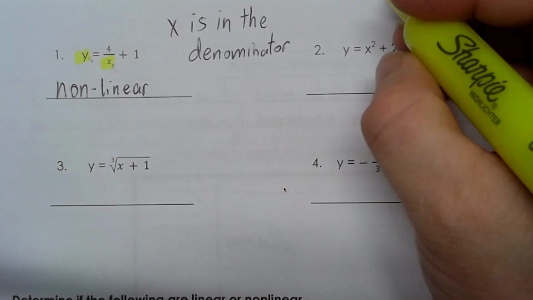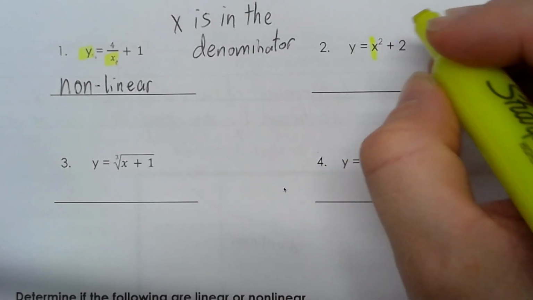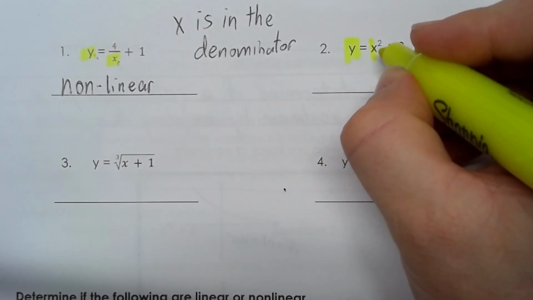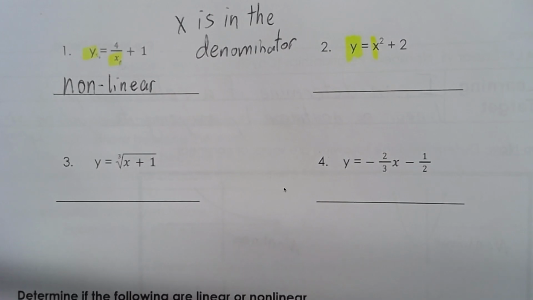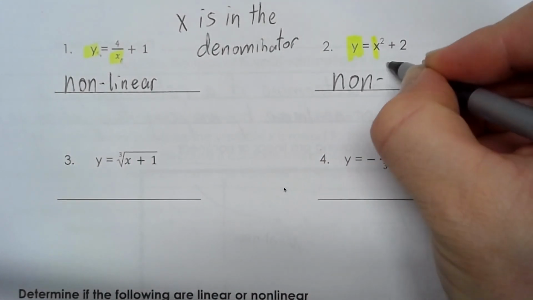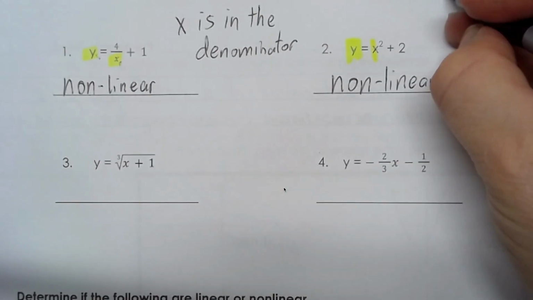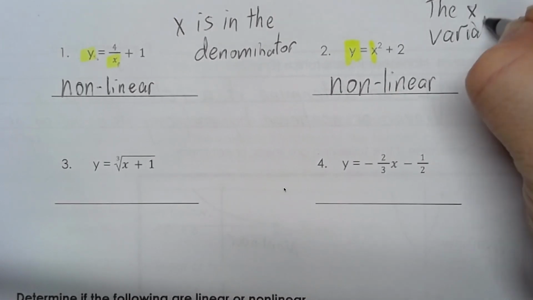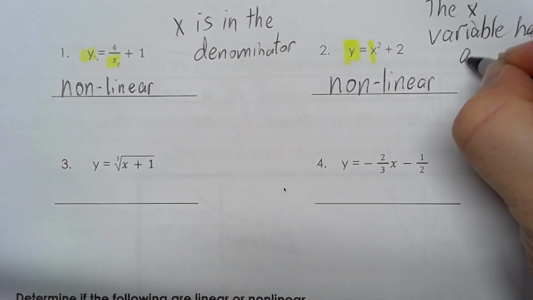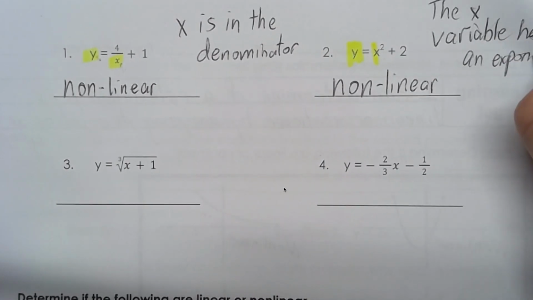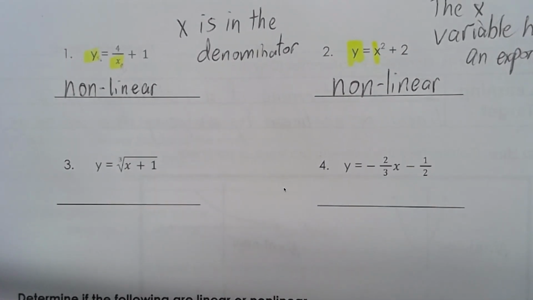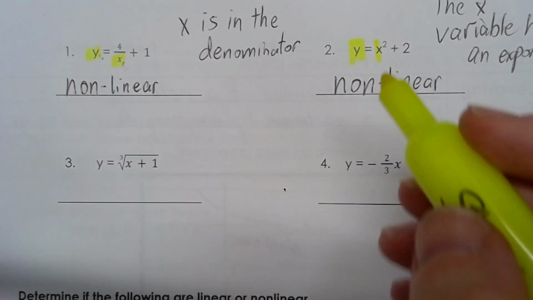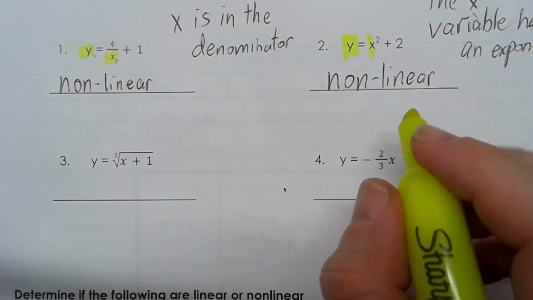Question number 2. Y equals x squared. So I take a look at the variables. Y doesn't have an exponent, but x does. X has an exponent of 2, so this is nonlinear because the x variable has an exponent of 2. Okay. It doesn't matter what the exponent is, but if it has an exponent, it's nonlinear.